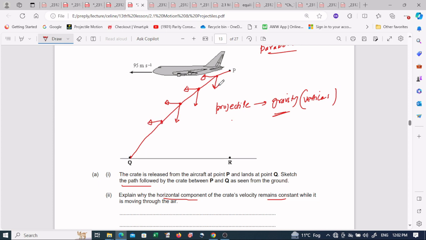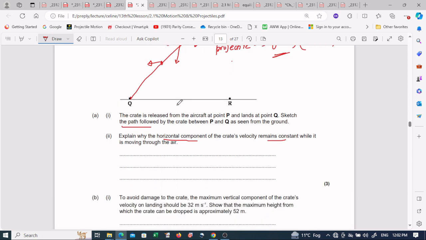We can also connect this horizontal component with Newton's first law. According to the first law, if there is no external force acting on the system, there is no change of speed. In the horizontal direction no force is acting, so no change of speed. So let me write this. As we know, no horizontal force acting along the horizontal direction.